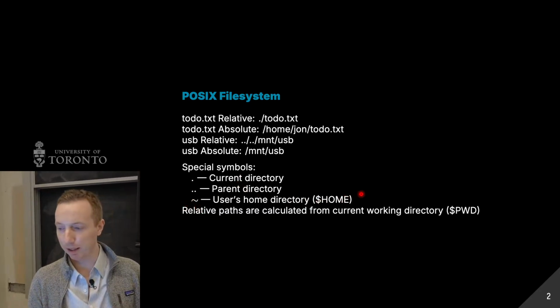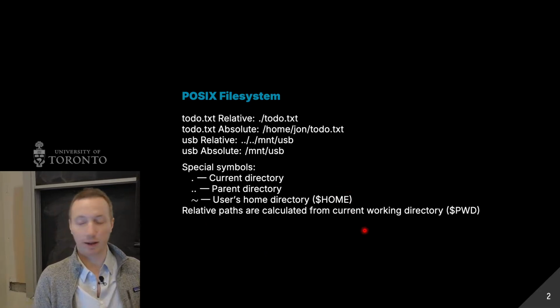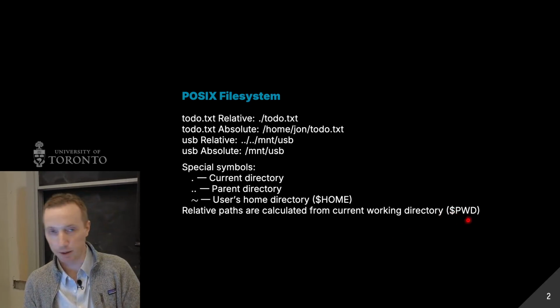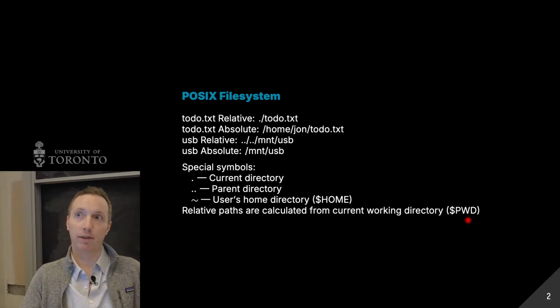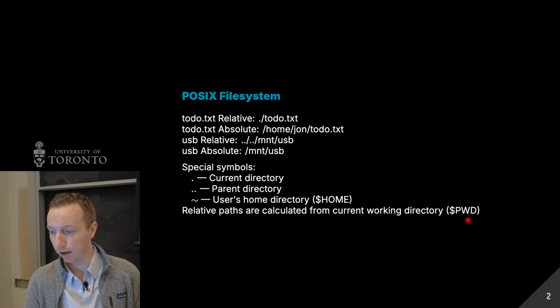And then the only other special character is the tilde, and that's the user's home directory. It would also be given in the environment variable called HOME, and relative paths are calculated from the current working directory. That's the environment variable called PWD, or you can use getcwd, get current working directory, as a C call.